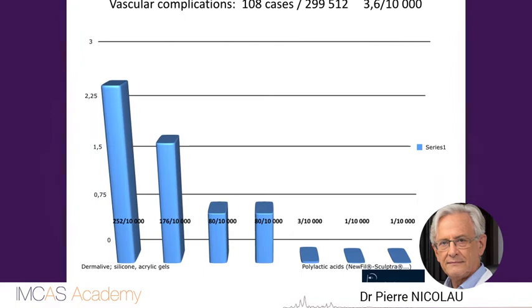What causes this? Well, hyaluronic acid accounts for more than 50% of the cases if you consider the total number of cases, but if you refer to injections, it's very low, around 1 per 10,000, whereas the acrylic gels account for 1.5 to 2%, which is enormous.